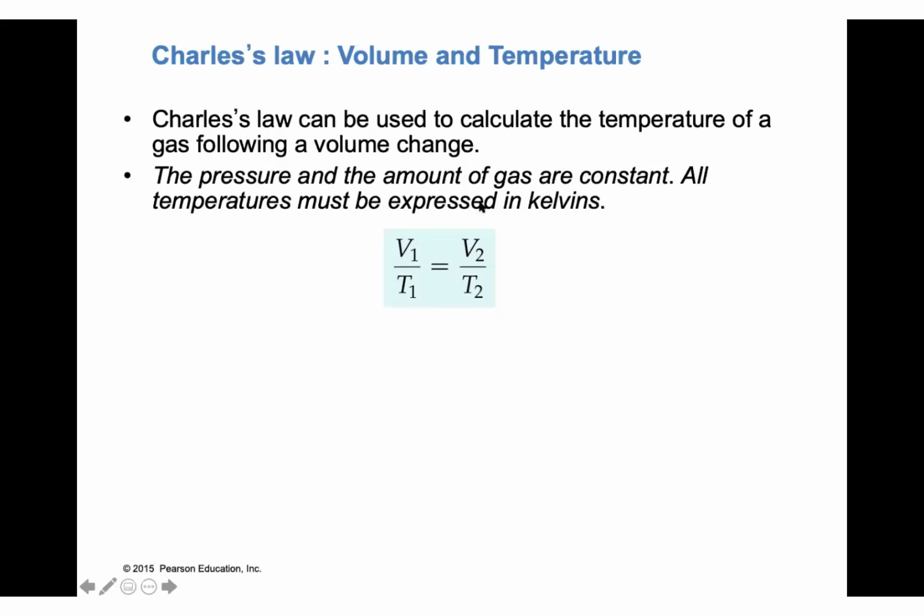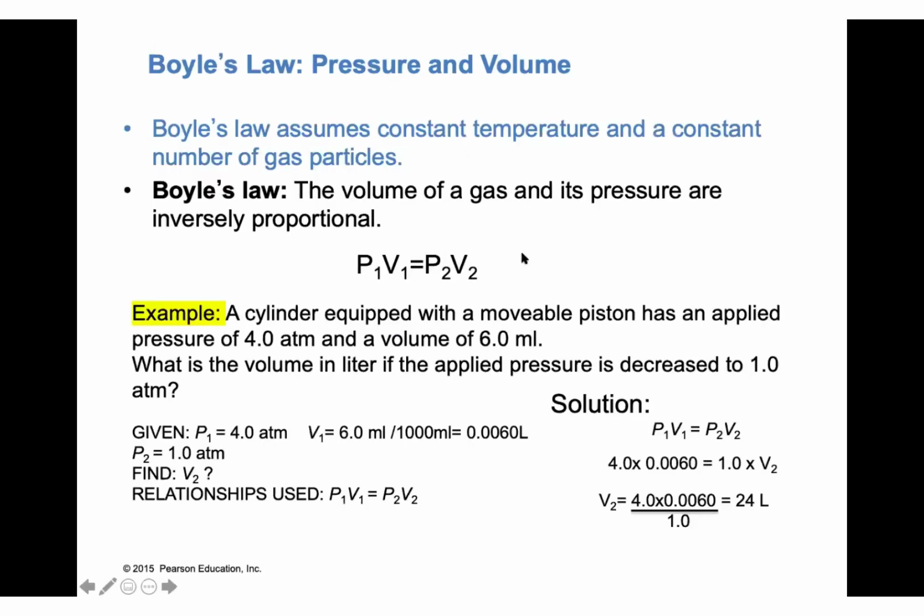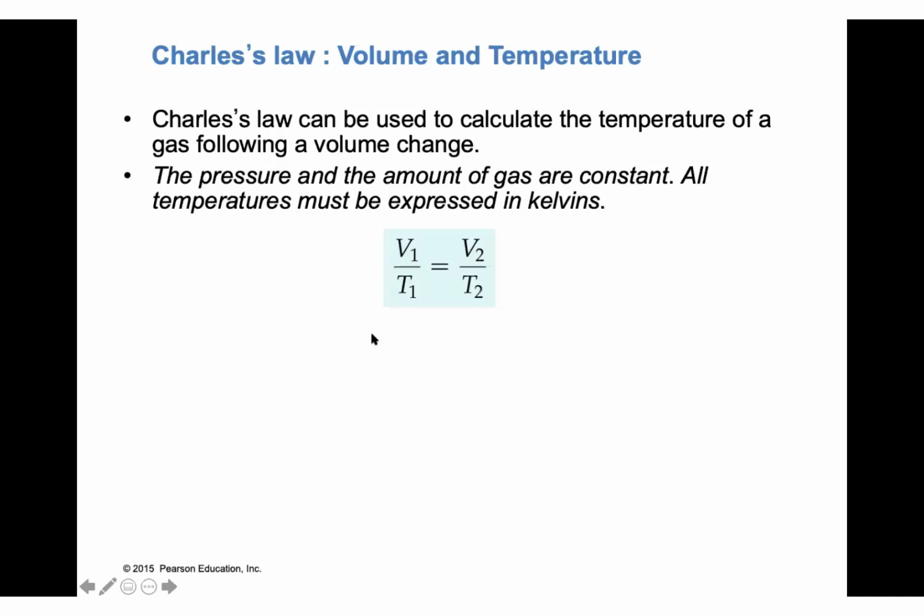The one thing that I want you to notice is that the relationship between volume and temperature is always a straight relationship. It means that when the volume is increasing, the temperature is also increasing. Okay, so there is always a kind of direct relationship between them. But if I go back to Boyle's law, there is a reverse relationship between pressure and volume. When the pressure increases, volume decreases. Okay, so let's go back to Charles' law.